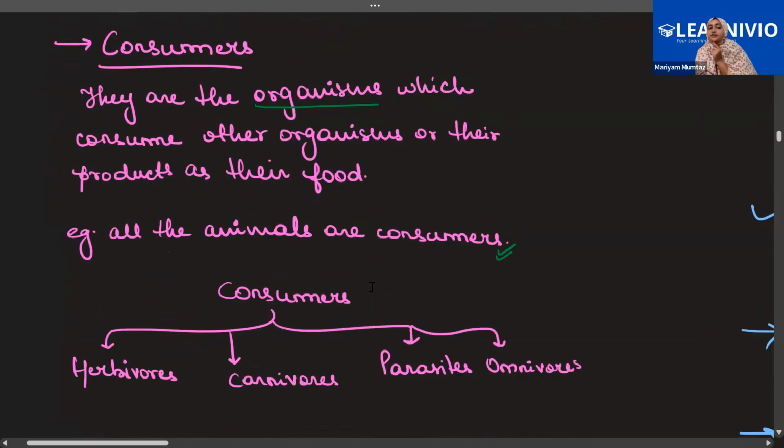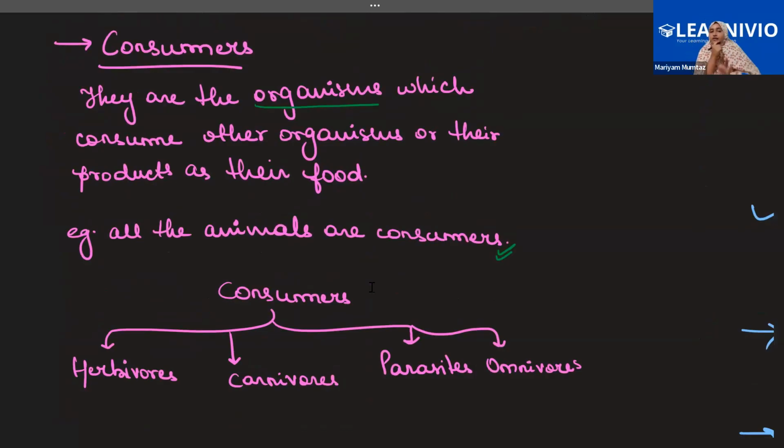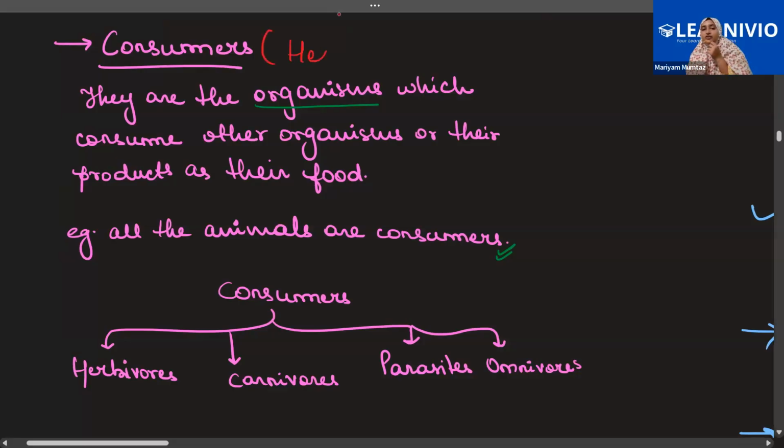After that comes the consumers. These are the second class that comes under the biotic component of the ecosystem. Now, consumers are the ones that cannot make their own food. So, they are heterotrophic in nature. Heterotrophic means that they are dependent either directly or indirectly on the plants.